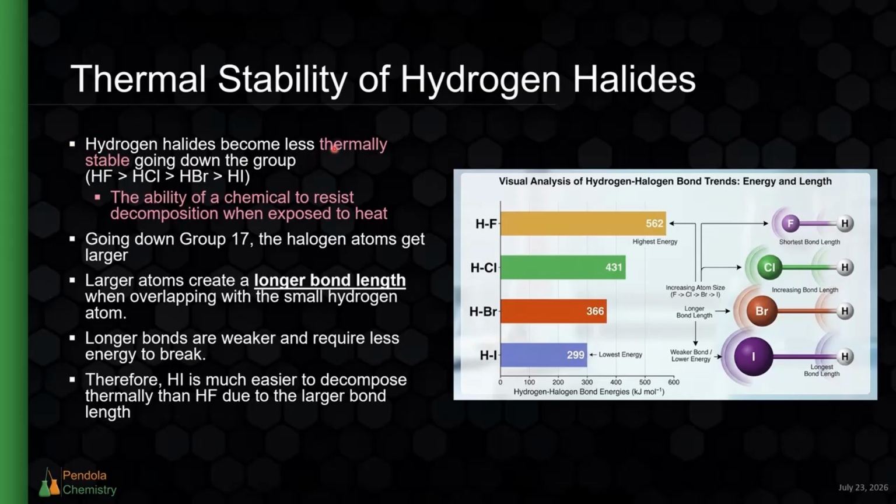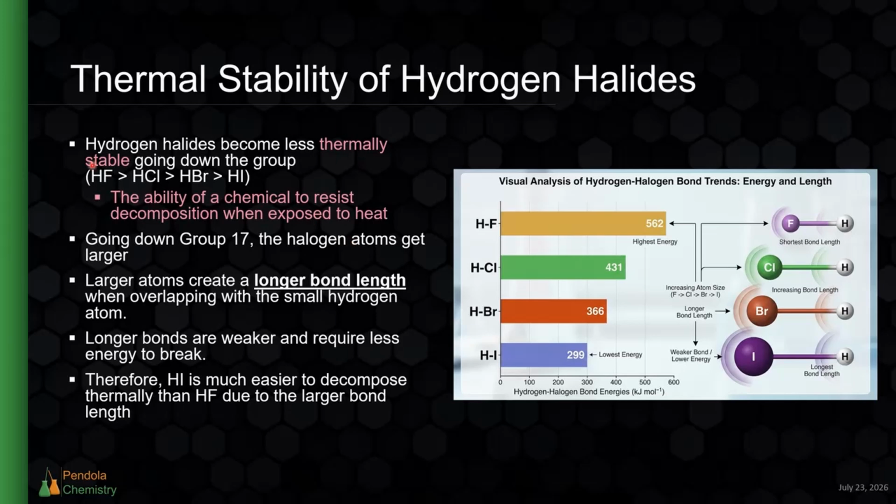Hydrogen halides become less thermally stable going down the group. Now, what is thermal stability? Thermal stability is the ability of a chemical to resist decomposition when exposed to heat. What does that mean? That means how quickly it decomposes when it's heated.